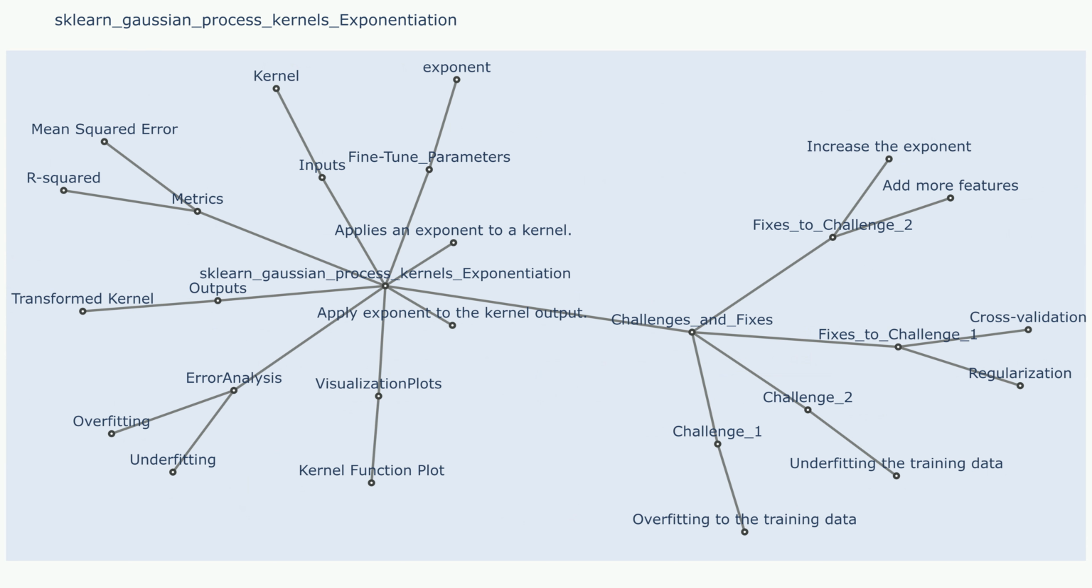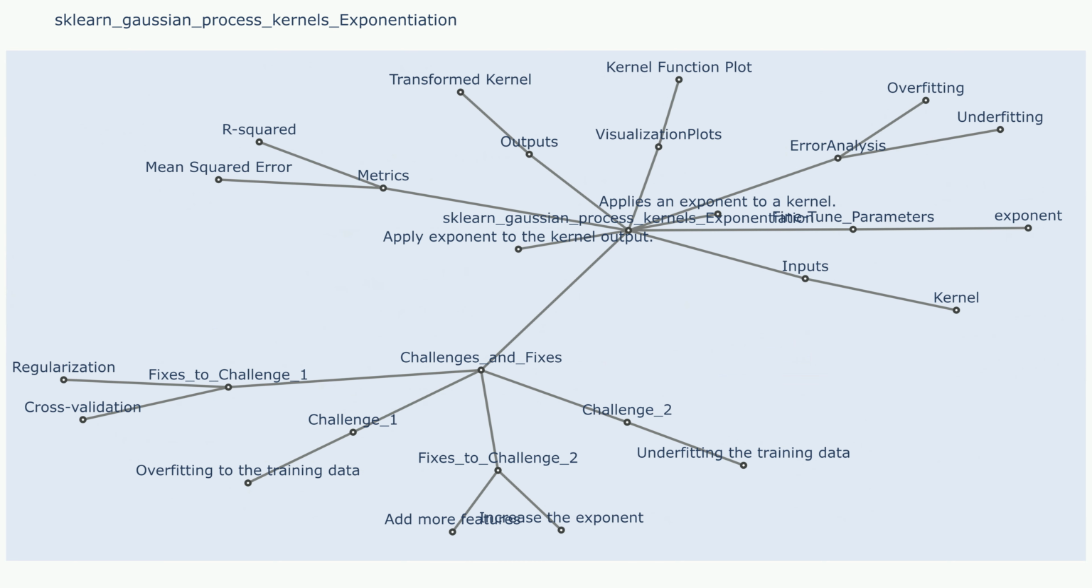Underfitting: if the exponent is too low, the kernel can become too rough and underfit the data. This can lead to poor predictions, especially in regions where there is little data.